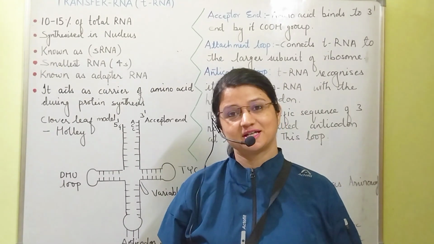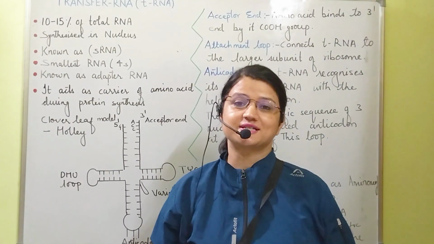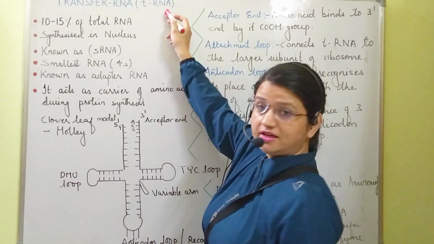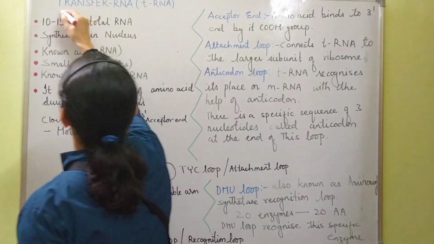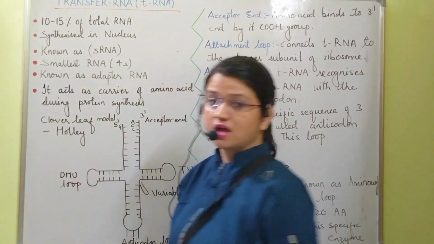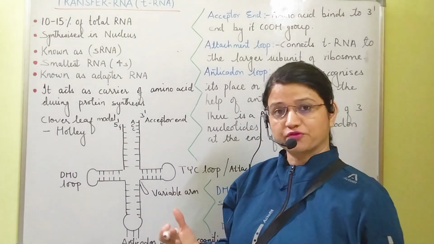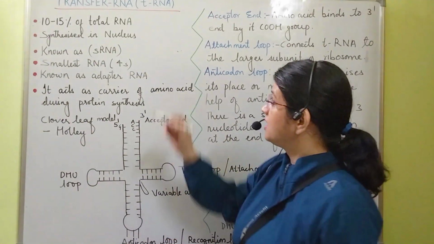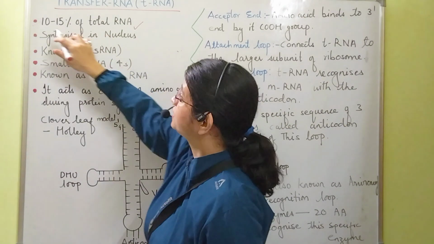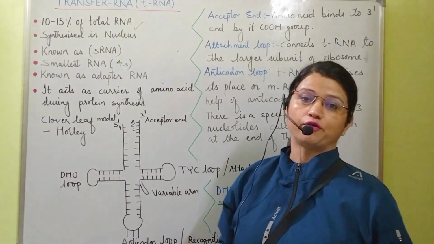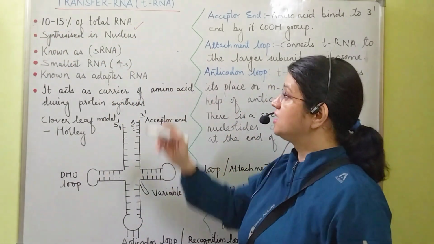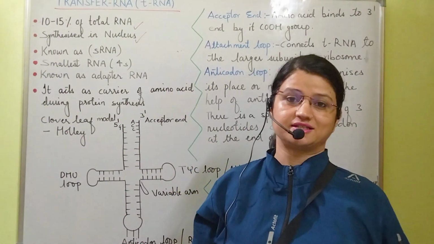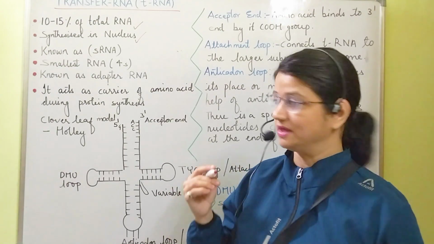Hello students. Today we will discuss the structure of tRNA. tRNA, that is transfer RNA. We know that there are different types of RNA: rRNA, mRNA and tRNA. tRNA is about 10 to 15% of total RNA. It is synthesized in the nucleus. The synthesis of tRNA takes place inside the nucleus.